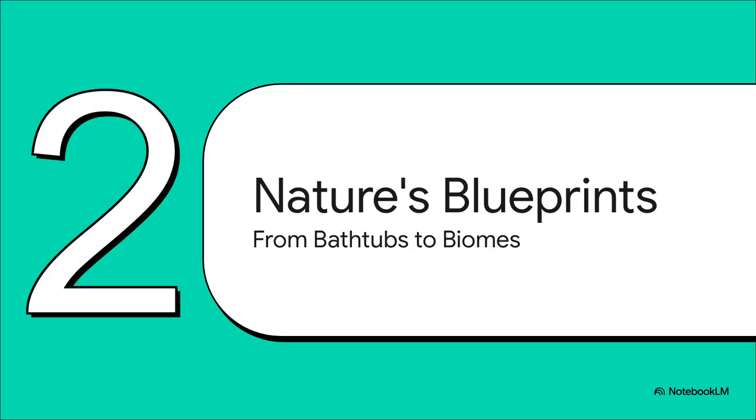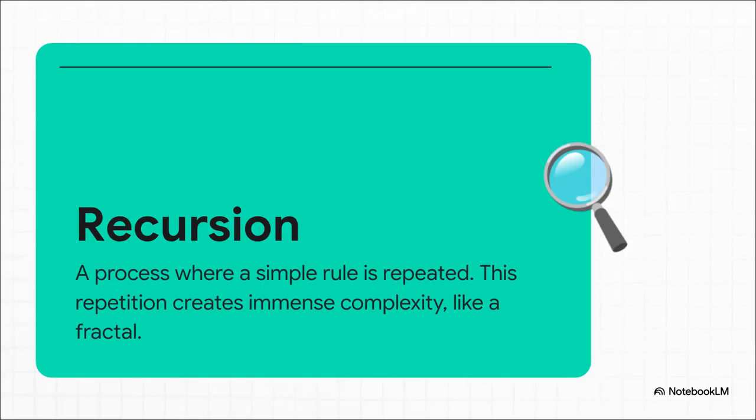All right, so let's see how this simple idea scales up. We're zooming out of the bathroom now and looking at the natural world, where these same basic rules create a level of complexity that is just staggering. The core idea we need to grasp here is recursion. It's just a process where a simple rule gets repeated over and over and over. Think of a fractal, where that same beautiful pattern shows up whether you're zoomed way in or way out. Well, nature is the ultimate recursive artist. It uses these tiny, repeatable rules to build everything, from a single snowflake to an entire forest.